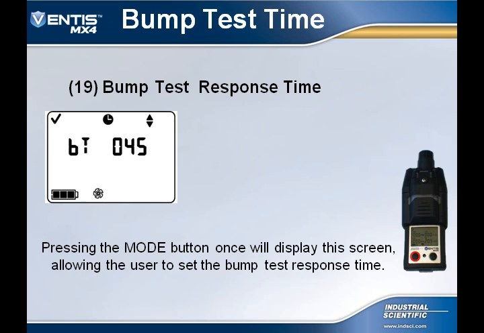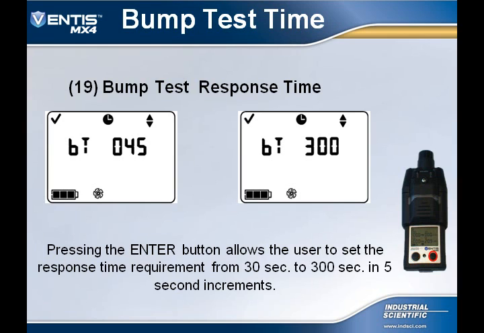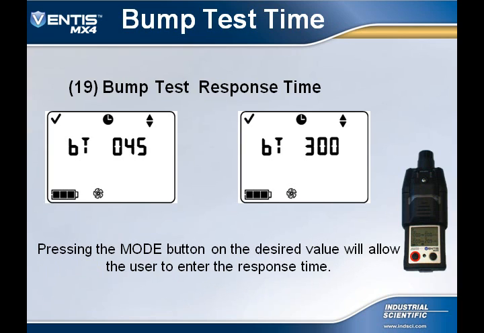After setting the percentage requirement, pressing the Mode button once will display the bump test response time screen. This allows the user to set the response time for a bump test. Pressing the Enter button allows the user to set the response time requirement from 30 seconds to 300 seconds in increments of 5 seconds. Pressing the Mode button on the desired value will select the response time.